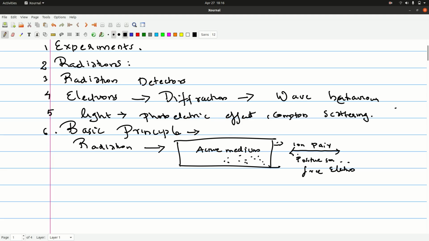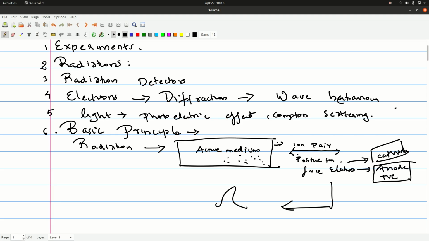There is an electric field inside the detector to collect these ions. The electrons are attracted to the anode, which is the positive electrode, and positive ions are collected at the cathode, the negative electrode. The movement of these charges creates an electrical signal, which is measured and analyzed. By this we can measure the radiation.